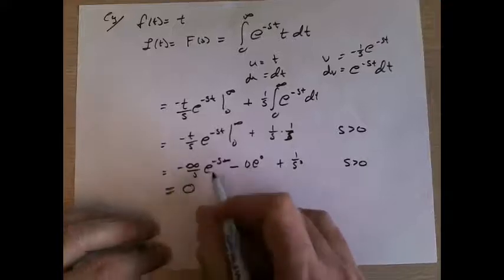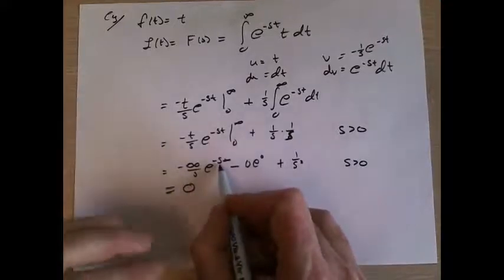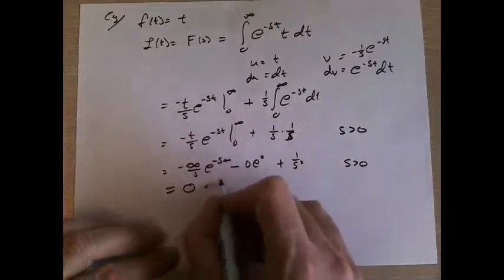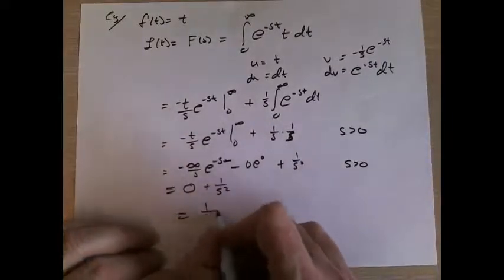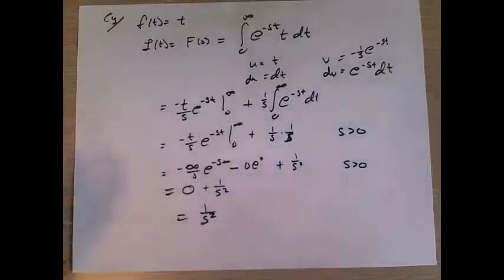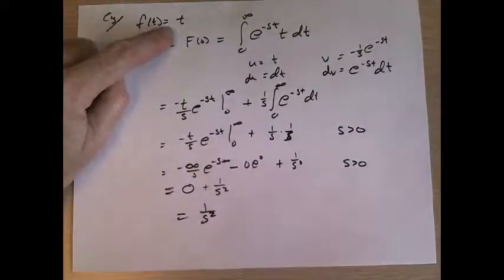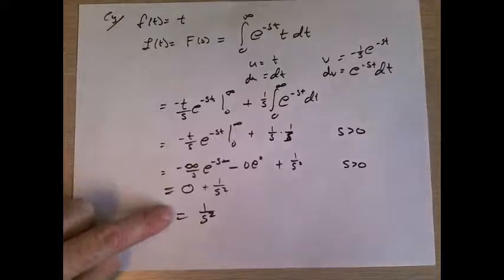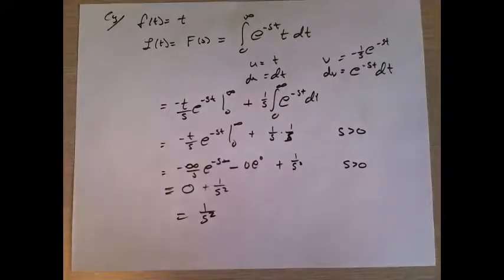This is 0, and again, this is as long as it's actually going to 0, so I need s to be positive. So my net result here is 1 over s squared, and the Laplace transform of the function t is 1 over s squared. I am going to do a couple more examples, but I'm going to do them in another video.